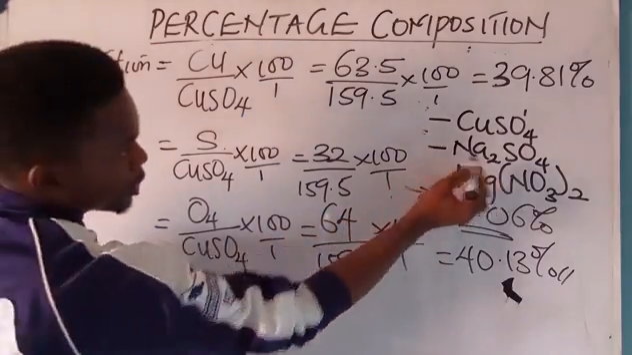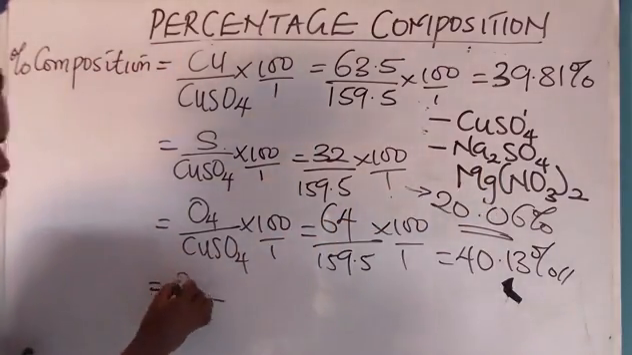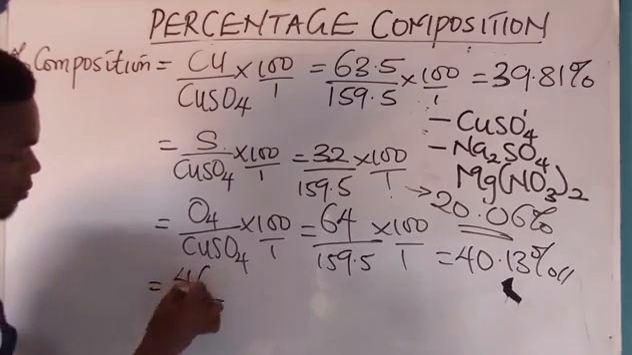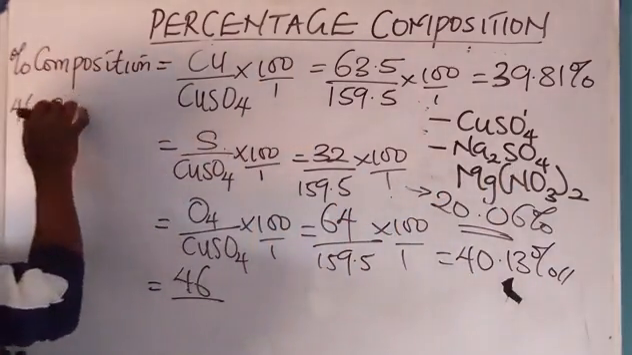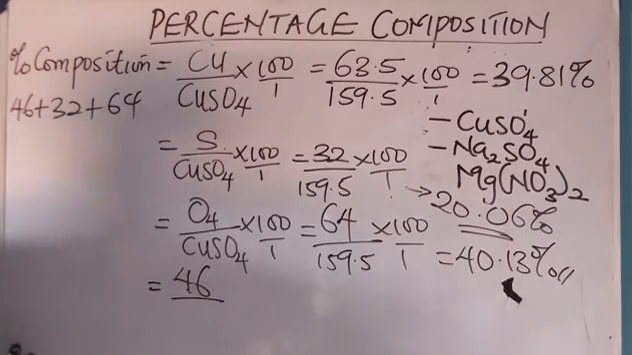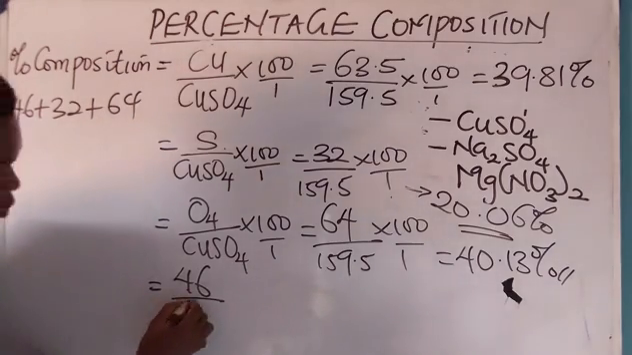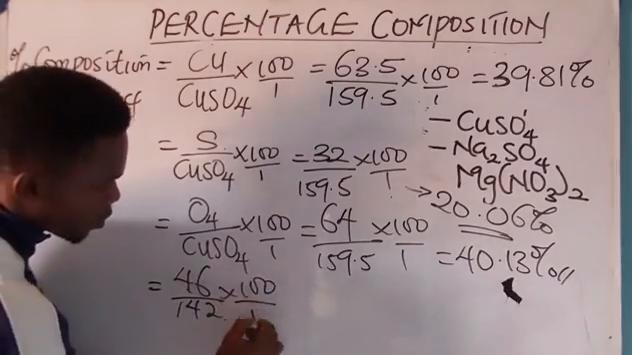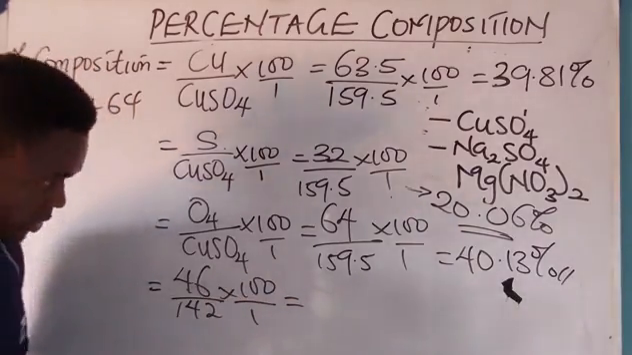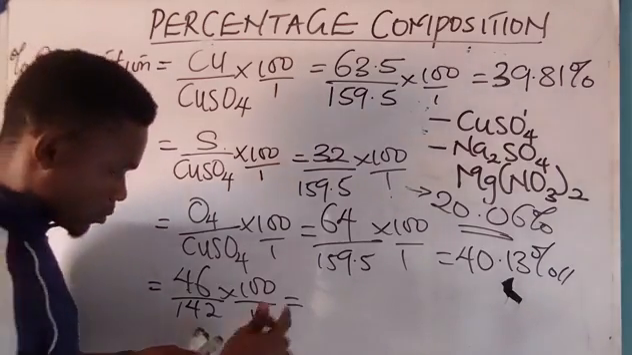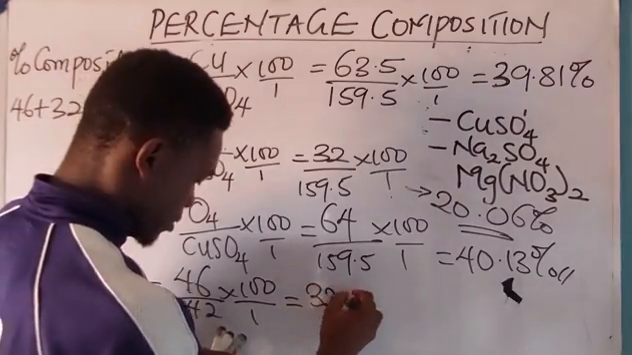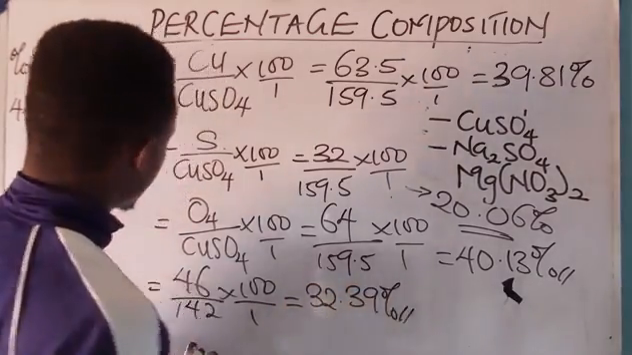Since it's having 2, it becomes 23 times 2. You have what? 46. Yeah, I have 46 plus sulfur 32 plus 64. So this plus this, I have 96. 96 plus 46 equals 142. So 142 times 100 over 1 equals 4600 divided by 142 equals 32.39.